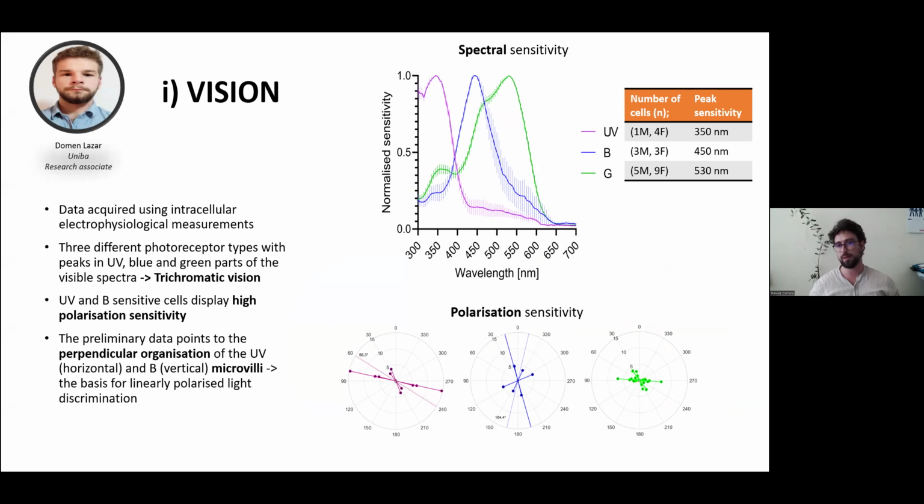Domen started by characterizing the anatomy and the physiology of Philaenus eyes. It is astonishing, at least to me, as I'm new to the world of vision. Domen concluded from his observations that Philaenus has trichromatic vision. He found three different photoreceptor types with peaks in the UV, blue, and green light. Plus, the UV and blue sensitive cells have a high polarization sensitivity.